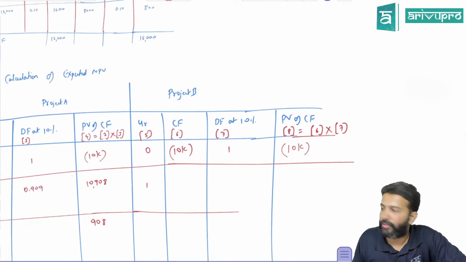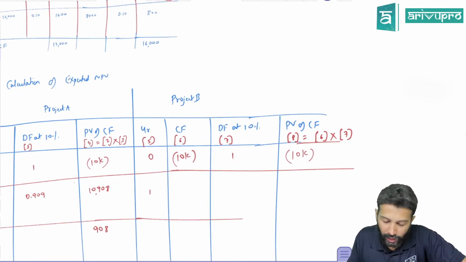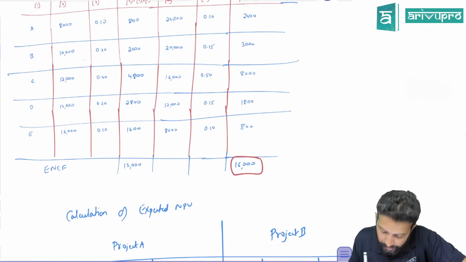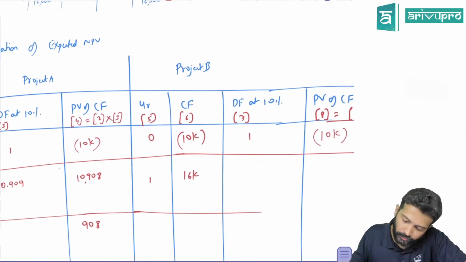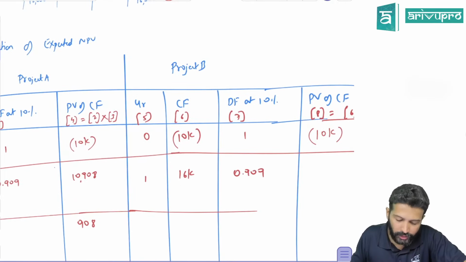What is the cash flow of project B for year 1 now? The expected net cash flow, which is 16,000. The discount factor is 0.909. How much will that be?